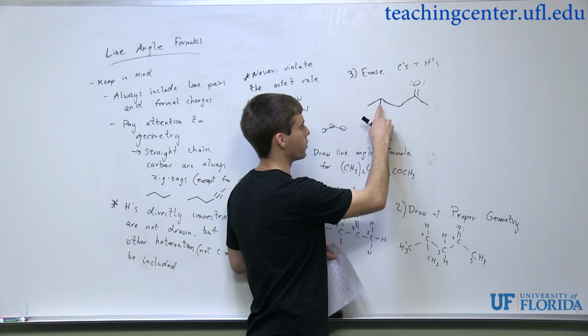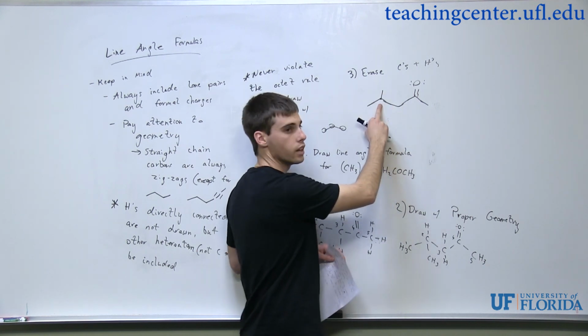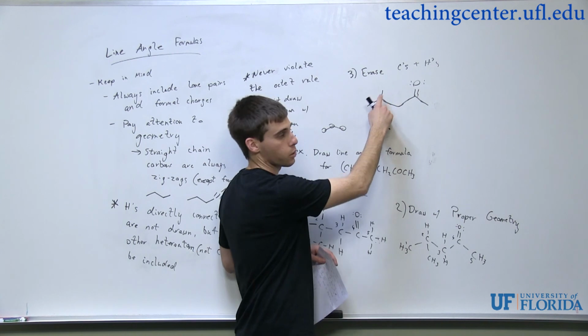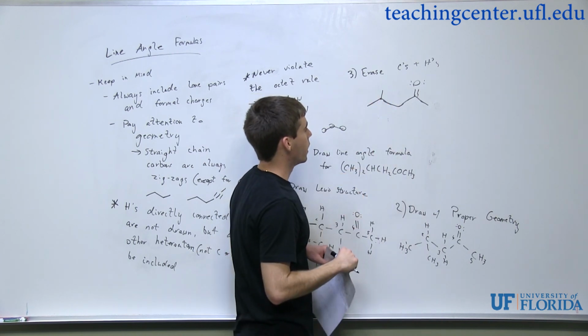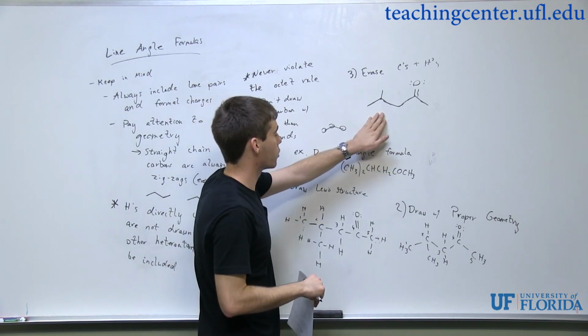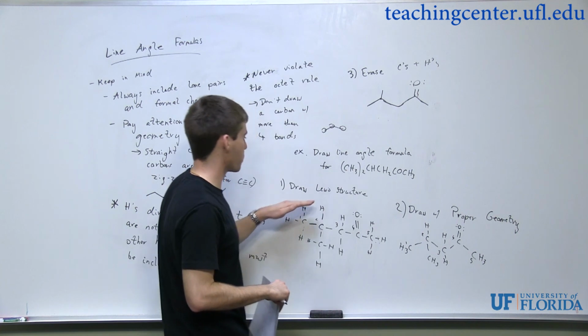And I'm actually going to end up moving this guy up, because you're going to want to avoid drawing your CC bonds kind of inside one of these hills. You want to always keep it on top. And there we go. That's the bond line, or the line angle formula for this molecule.